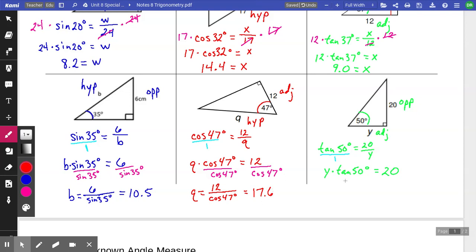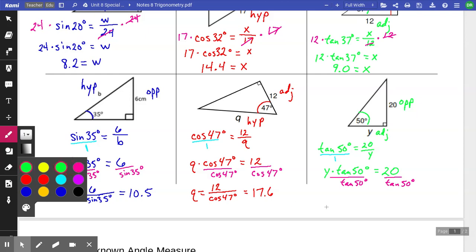Okay. And last scenario, with tangent of 50 degrees, we need to divide by that to get y by itself. So we divide by tangent of 50 degrees on the left side and again on the right side. And what happens? We get y equals 20 over tangent of 50 degrees.